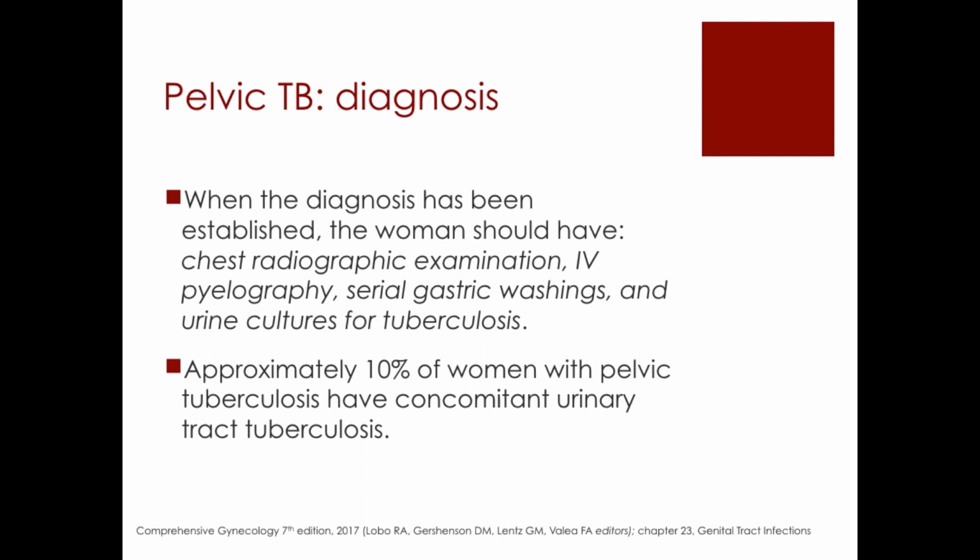When the diagnosis has been established, the woman would have a chest radiographic examination just to check if she has pulmonary tuberculosis, IV pyelography to establish if there is involvement of the kidney or the ureters, serial gastric washings to see if there's involvement already of the GI tract, and urine cultures for tuberculosis to also see the involvement of the genitourinary tract. Now, approximately 10% of women with pelvic tuberculosis have concomitant urinary tract tuberculosis.